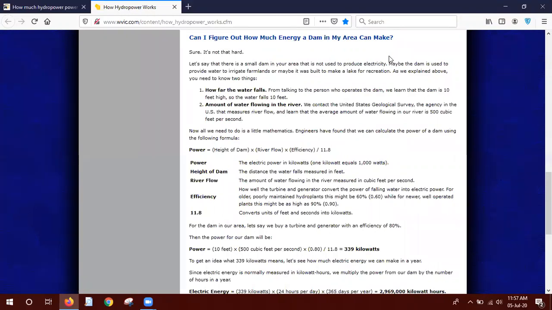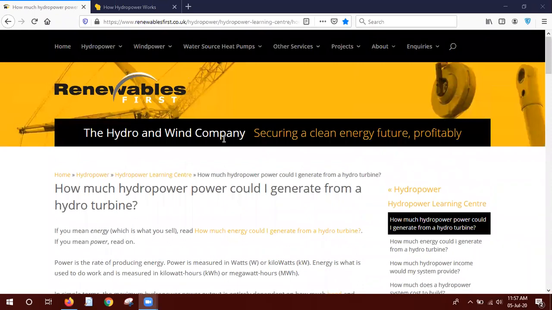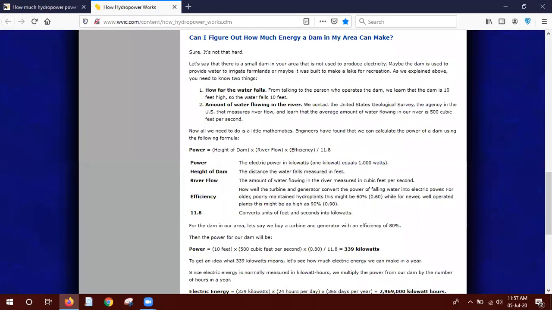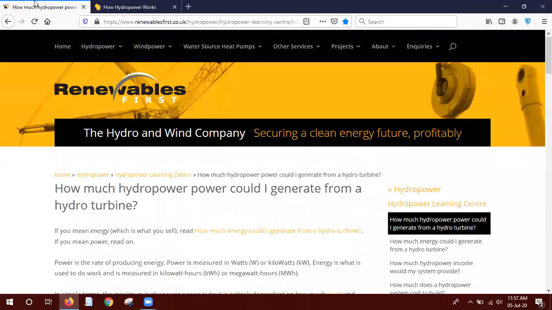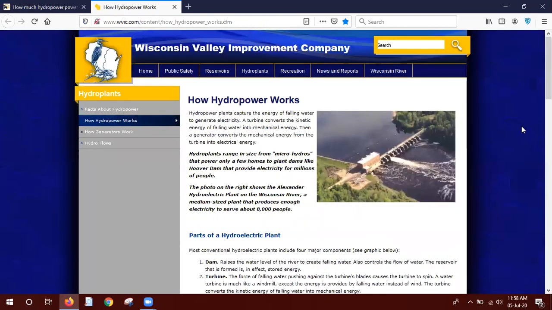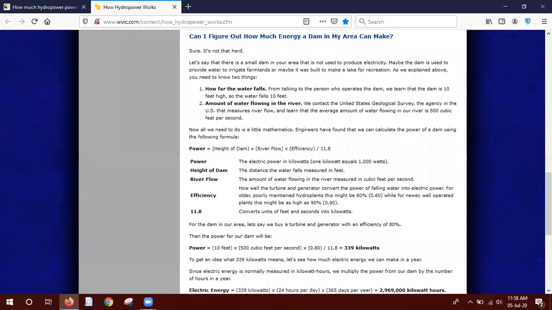It's very interesting, and I have gathered two websites, practically: one from Wisconsin Valley Improvement Company, and another one, Renewable First, the Hydro and Wind Company. Both are professional hydroelectric establishment companies. They establish hydroelectric power plants, and on their websites they show how to calculate the energy from a hydroelectric dam or hydroelectric power plant. So the students are coming.